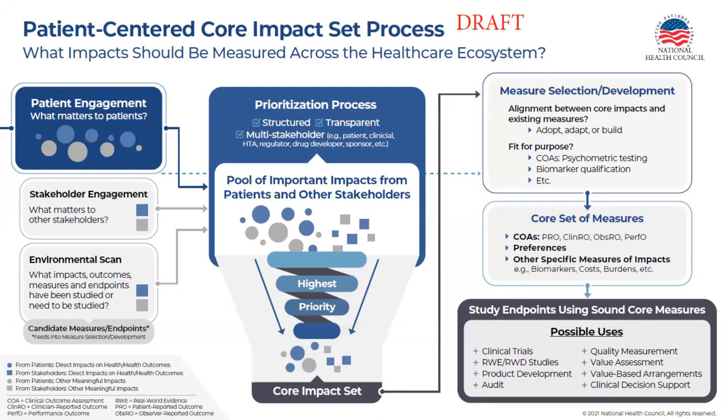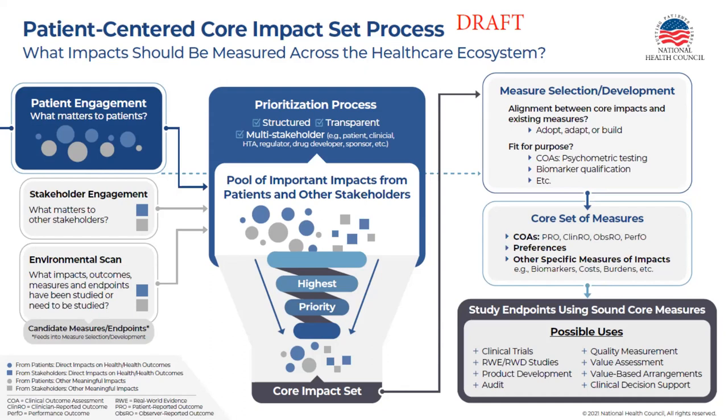And we go through some type of prioritization process. And as both Brett and Michelle talked about, this should be a rigorous process. It should be something that's structured and transparent and multi-stakeholder. And we come out with the things that are the highest priority that we should be studying and or monitoring in care for a particular disease or potentially for particular subpopulations or groups of diseases. And we produce that core impact set.